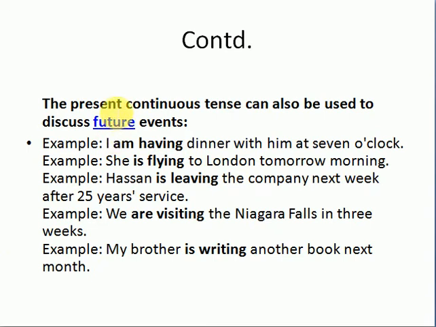Okay, interestingly, the present continuous tense is also used to discuss future events. Like if you say, I'm having dinner with him at 7 o'clock, or she's flying to London tomorrow, or I'm planning a party next week, or they are visiting the Niagara Falls next year or in 3 weeks or something.